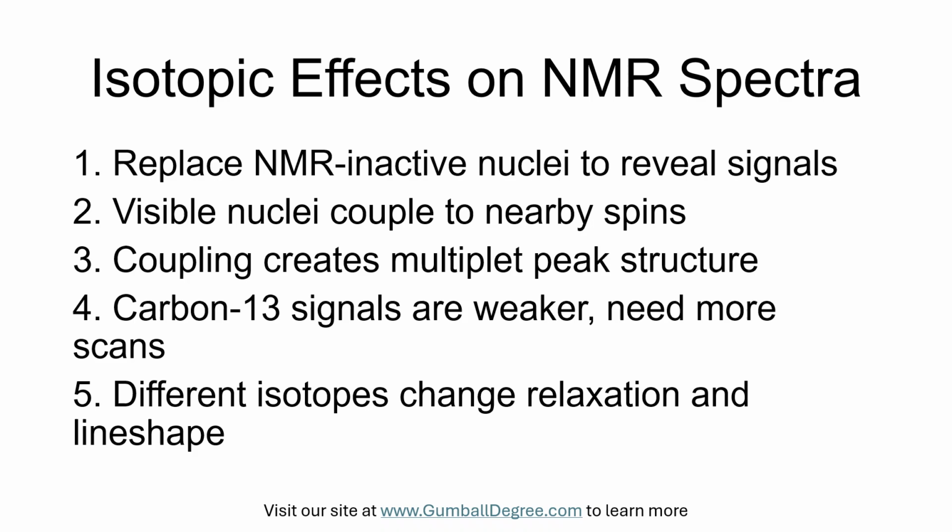Think of coupling like little magnets holding hands across bonds. If one partner is invisible, the visible partner shows a single peak, but if both are visible, they make multiple smaller peaks. Carbon-13 is much less abundant than carbon-12, so its signals are weaker and sometimes need more scans to detect, and its different magnetic properties also change how quickly signals fade, which affects peak shapes.